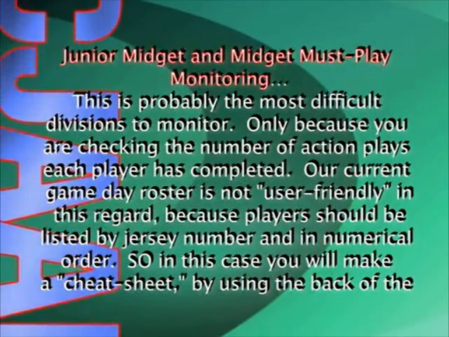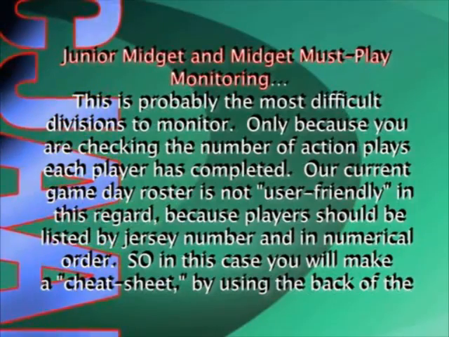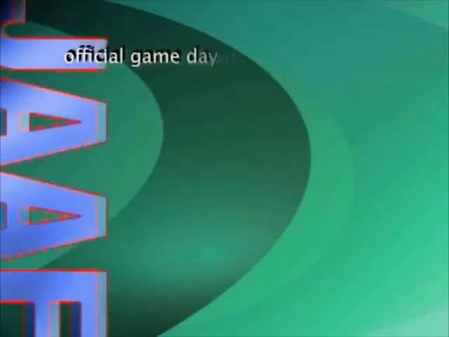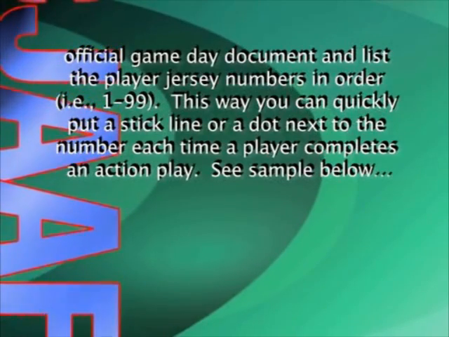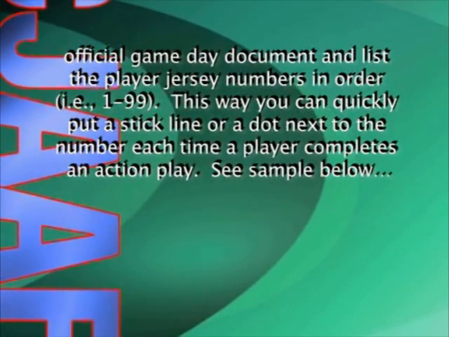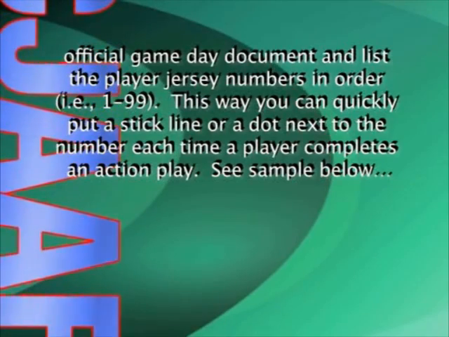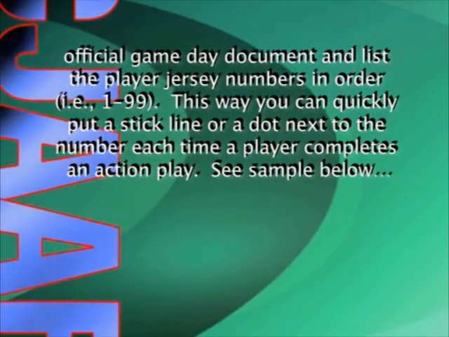So, in this case, you will make a cheat sheet by using the back of the official game day document and list the player jersey numbers in order, example 1 through 99. This way you can quickly put a stick line or a dot next to the number each time a player completes an action play. See samples below.